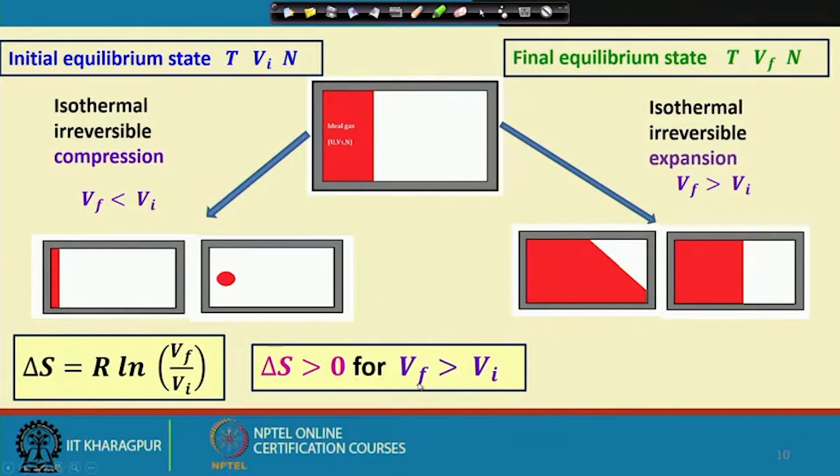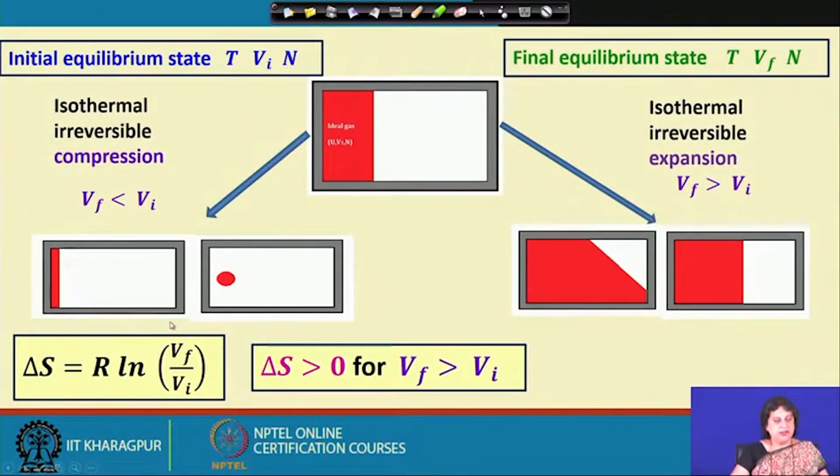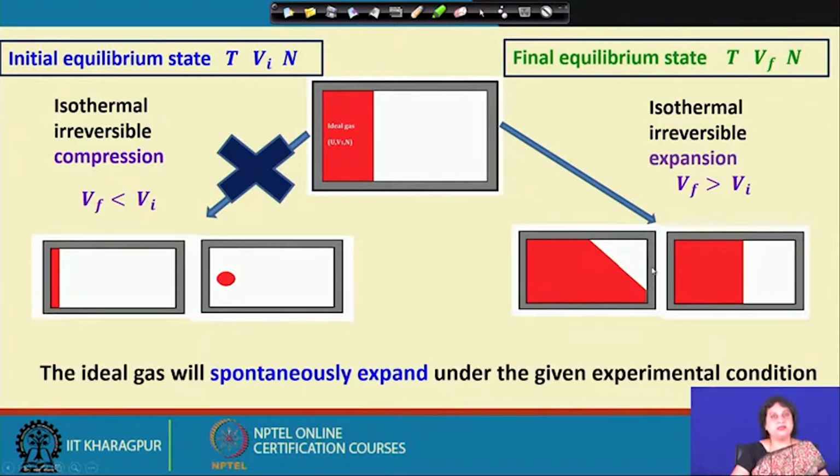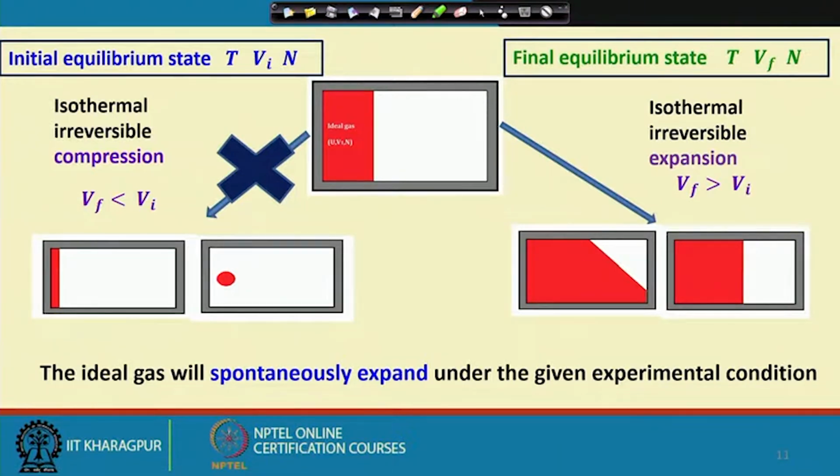Now, as the system proceeds in a direction where the final volume is less than the initial volume, there will be a decrease in entropy as the system passes from the initial to the final state. And therefore, by the second law of thermodynamics, this is not the preferred direction of change in state. On the other hand, this is the case where the final volume is greater than the initial volume. As a result, delta S is positive in this direction, and therefore, we must conclude that the ideal gas will spontaneously expand under the given experimental condition.